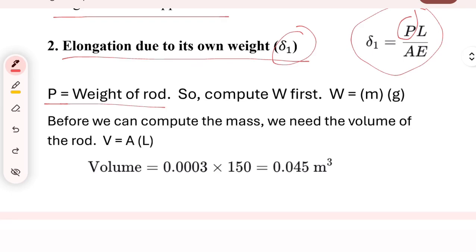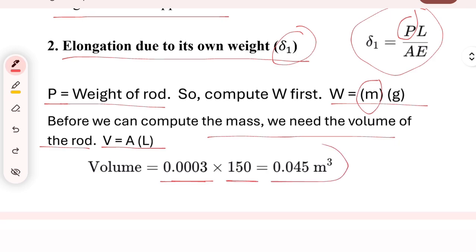To compute the weight, we know the formula. Weight is equal to mass times gravity, m times g. How would we compute the mass? To compute the mass, we need to first compute the volume of the rod. The volume is equal to A times L. We have the cross-sectional area that's given. Remember, you need to be consistent with your units. So this is the cross-sectional area, the length of the rod, and this is the volume of the rod.